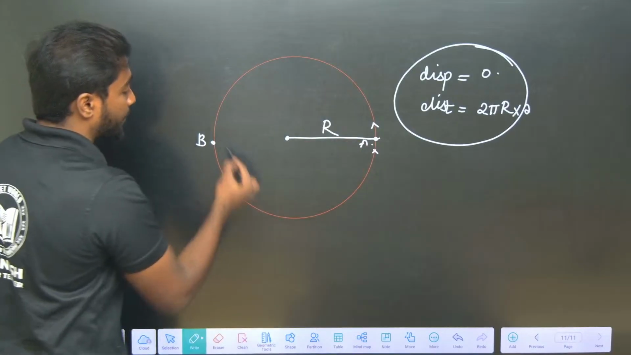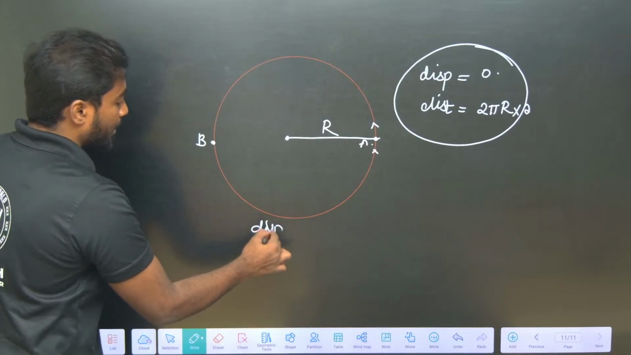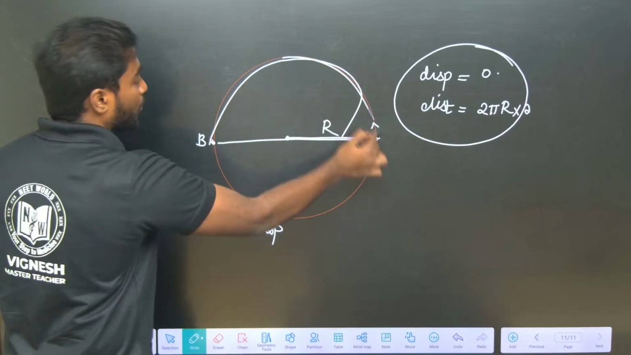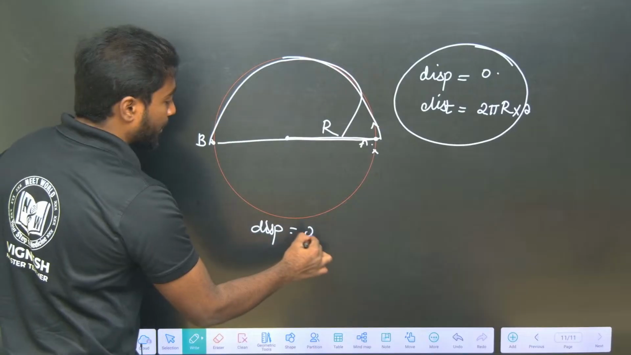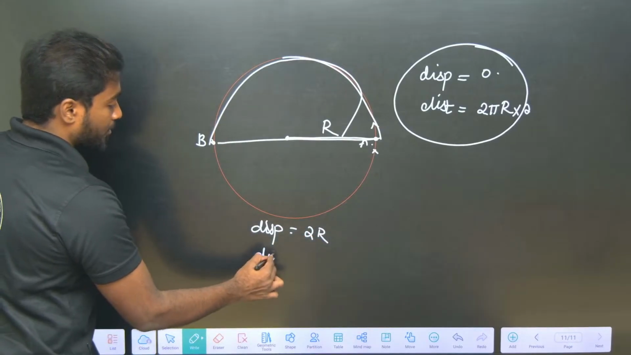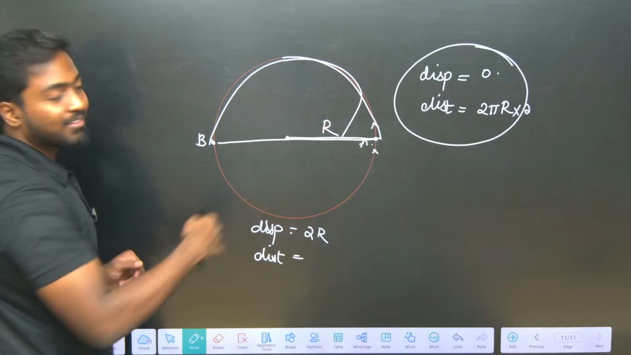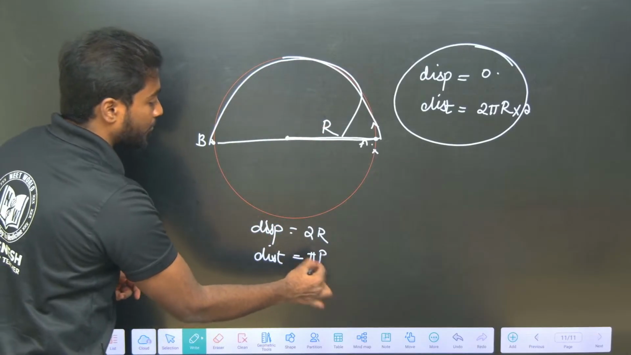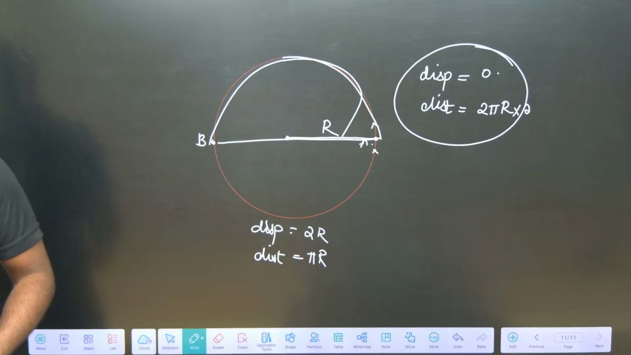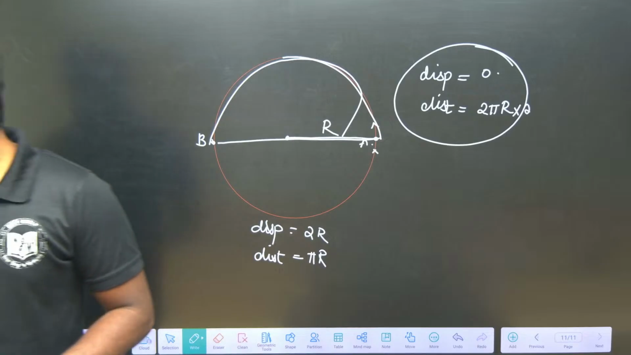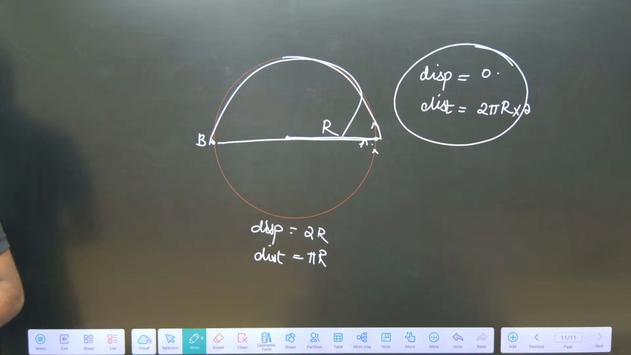Now if I talk about the point B, what is the displacement and distance? Displacement will be the shortest path. The object can travel like this also and like this also. Displacement will be 2r whereas distance will be 2 pi r divided by 2, like half of the circle, so pi r. Pi r is the distance.